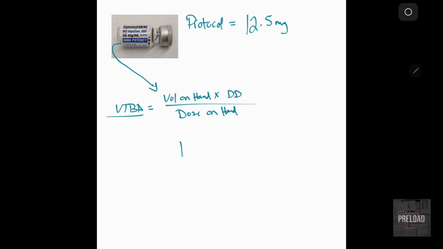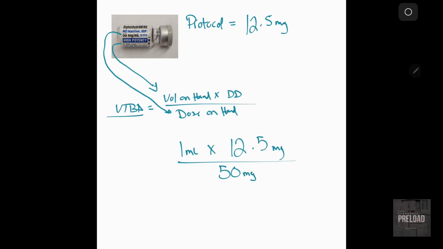So volume on hand is going to be 1 ml times our desired dose. Now our desired dose is 12.5 milligrams. And what's our dose on hand? Well, our dose on hand has not changed. Once again, it's coming from up here. It's 50 per ml, so we have a total of 50 milligrams because there's only 1 ml in the whole vial. Now we can do our math: 12.5 times 1 is 12.5, and put that over 50.